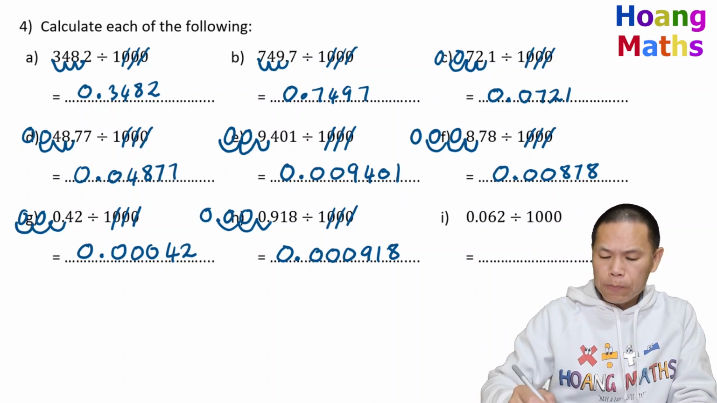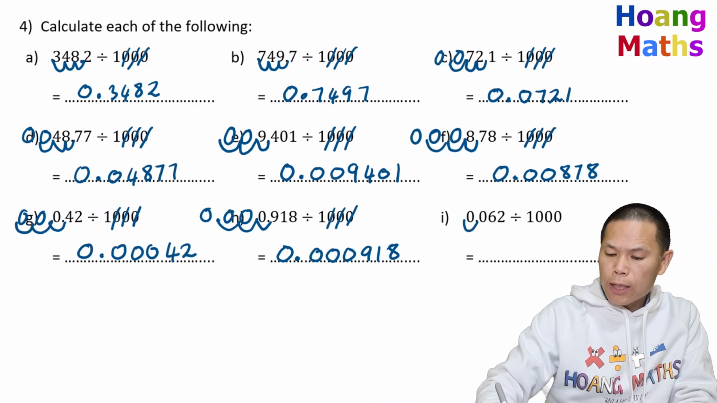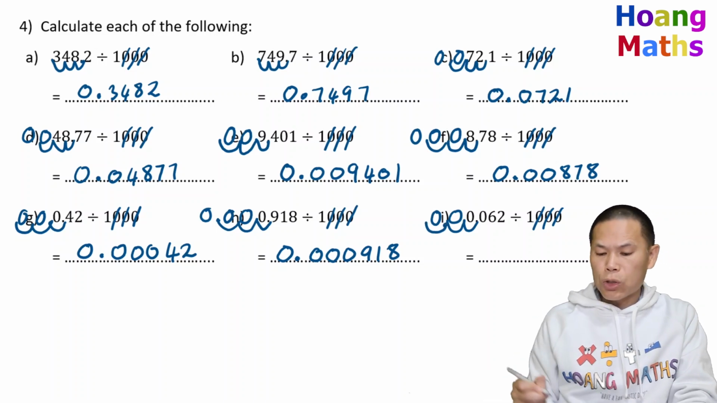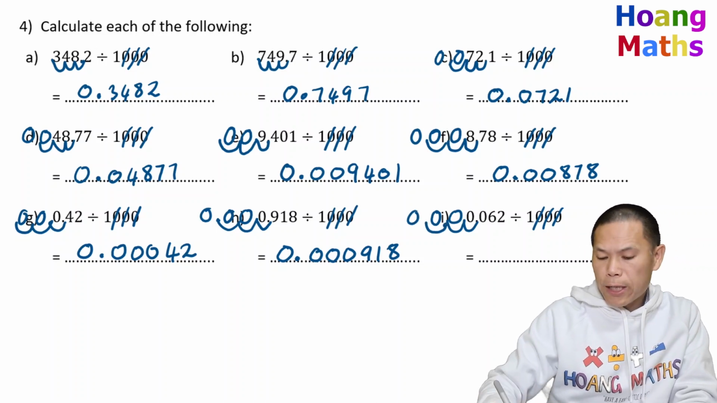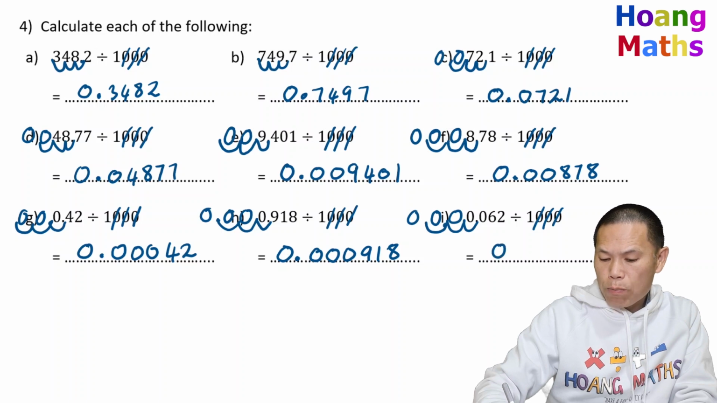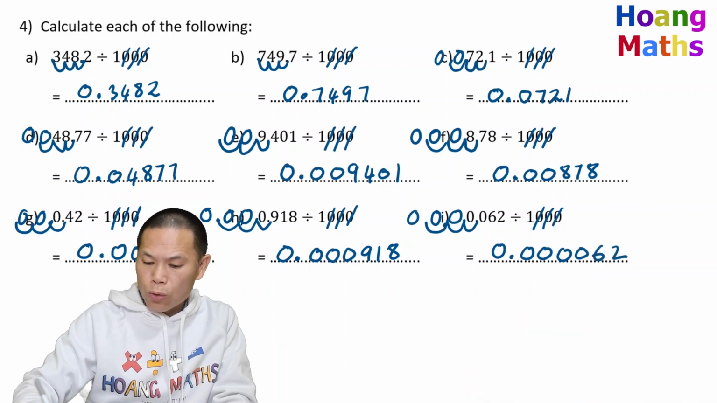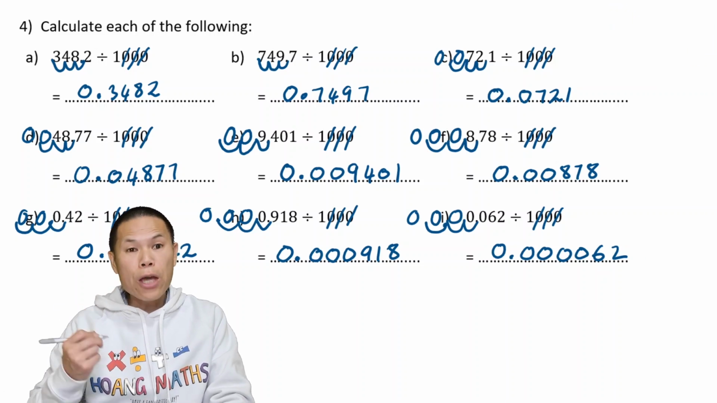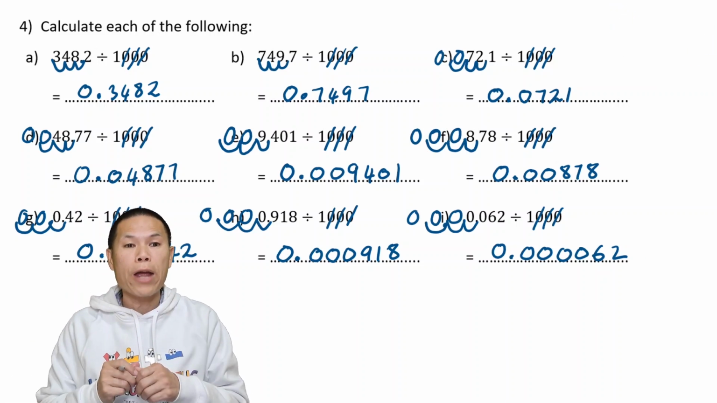0.062 divided by 1,000. So we move 1 unit to the left. Let me add a 0 here. And we move 1 unit to the left. We cancel this. And let me add a 0 in front again. We cancel this by moving this decimal point one more time. So let me just put a 0 in front here. So the answer is 0.00062. 1, 2, 3, 4 zeros. Okay, so keep that in mind. So there you go. And I hope you got all of them correct.